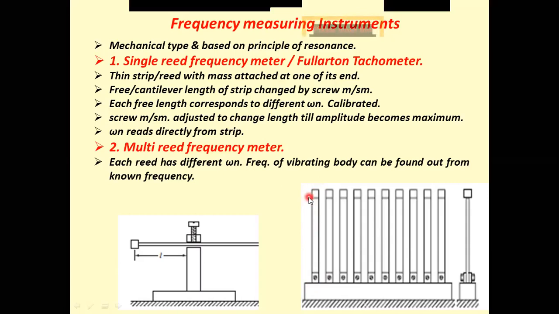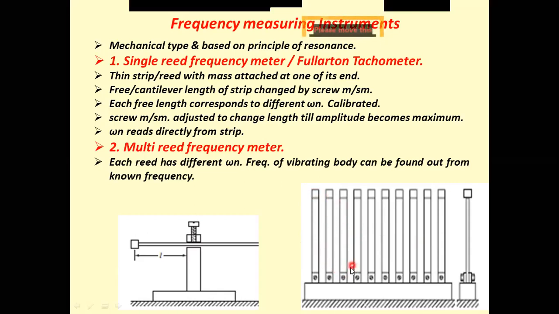Each reed has a different natural frequency. This reed has, say, 1 Hz, this reed has a second natural frequency, say 2 Hz, and so on, so that there are n strips having n natural frequencies. Accordingly, that frequency is marked on each strip or reed.